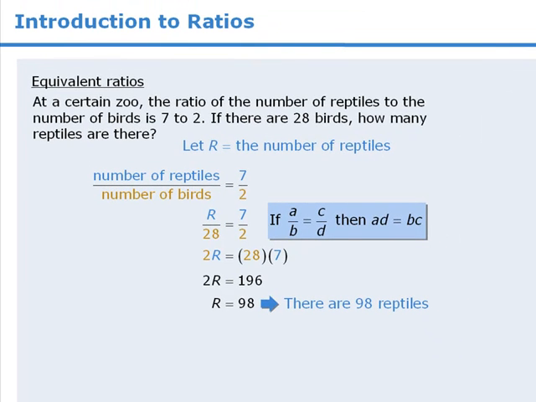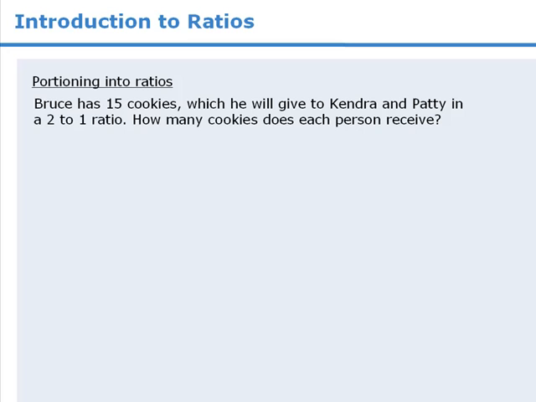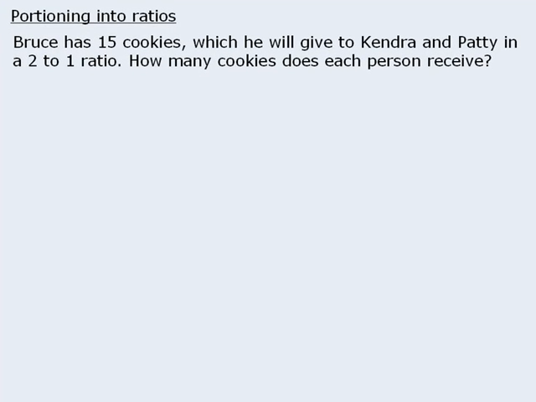Now, the other question type involving ratios requires us to portion quantities into certain ratios. For example, in this question, Bruce has a total of 15 cookies, and he plans to distribute them to Kendra and Patty in a 2-to-1 ratio. In other words, for every 2 cookies Kendra receives, Patty receives 1 cookie. Our goal here is to calculate how many cookies each person receives.